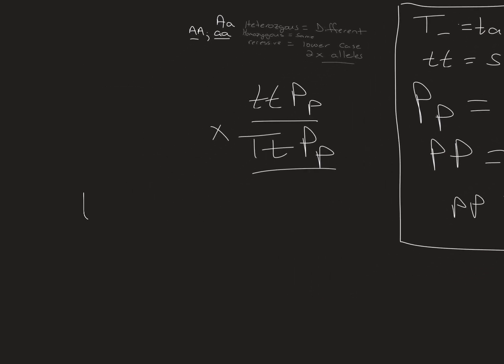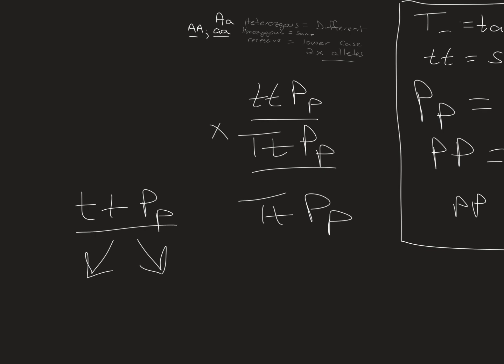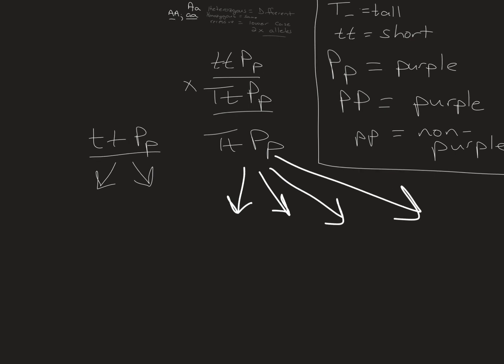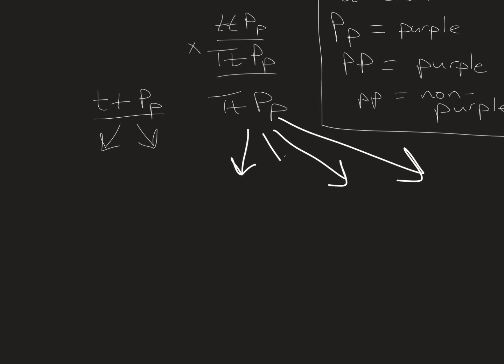So the first question that comes to mind is how many genotypically different gametes can this creature produce? And how many genotypically different gametes can this creature produce? That's a really essential piece of the problem. Genotypically different. So this one can produce, remember we're going to do FOIL.